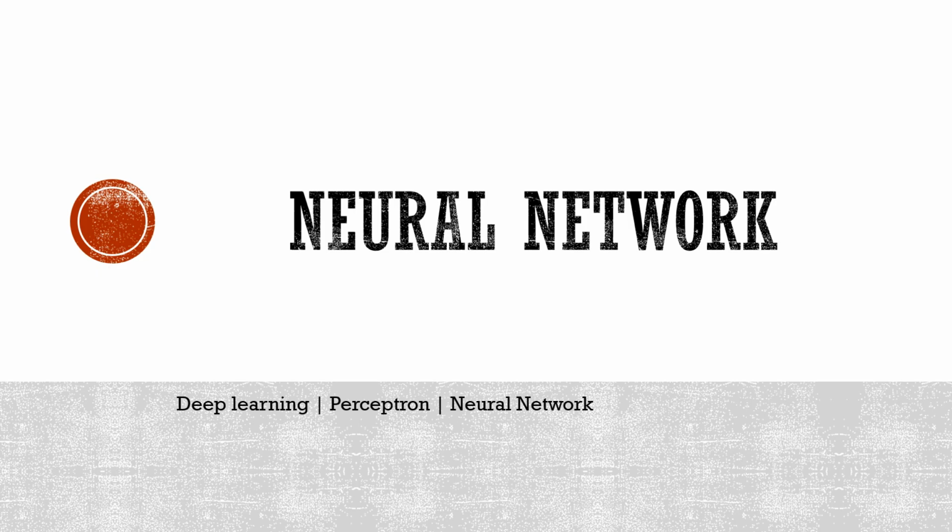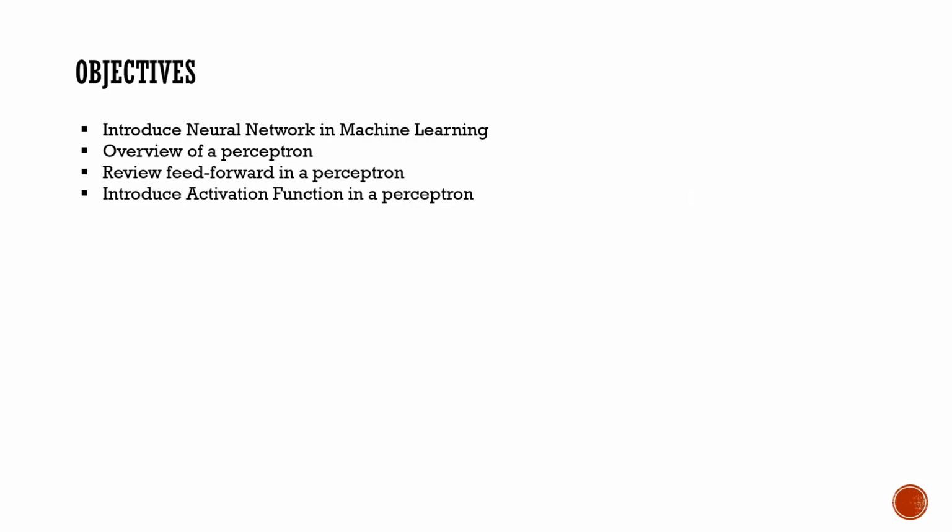We are going to focus on the perceptron for us to get a clear understanding of how deep learning works in machine learning and what makes up a neural network. So the objective of this session is to introduce the neural network in machine learning by looking at the perceptron as an overview. As we move through the feed forward in the perceptron from the left to the right, we are also going to introduce activation in a perceptron.